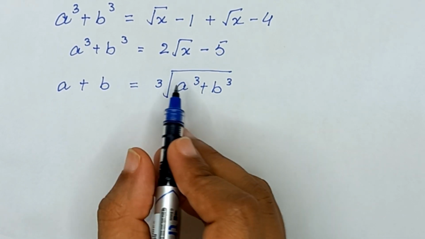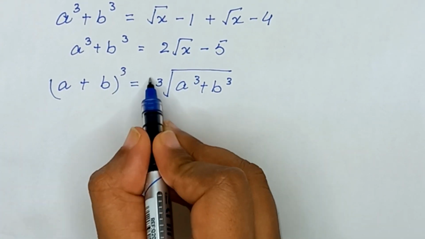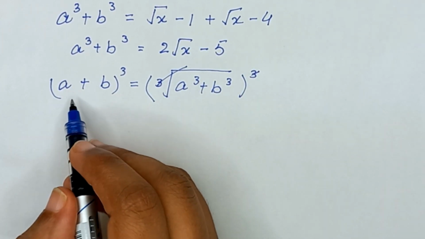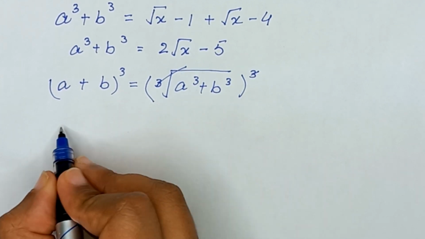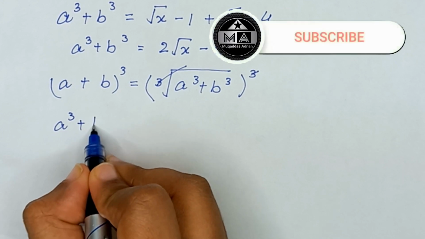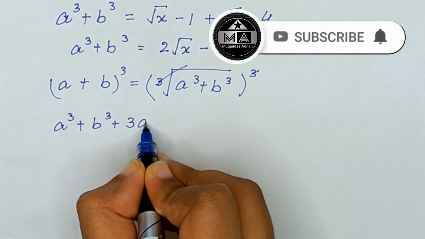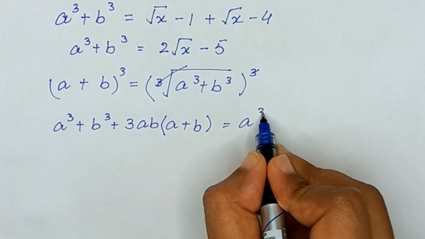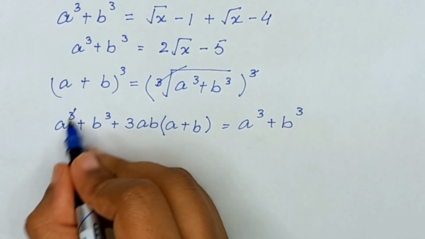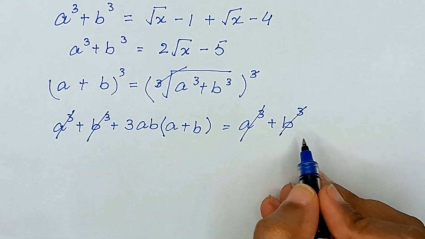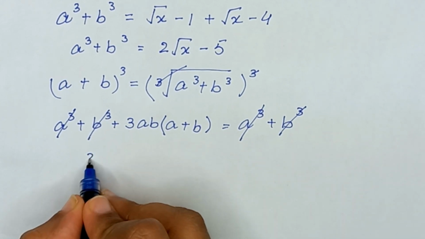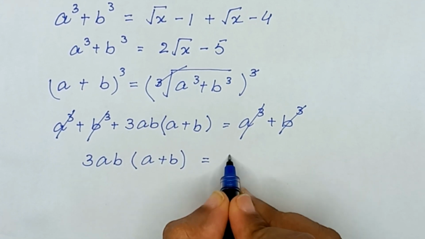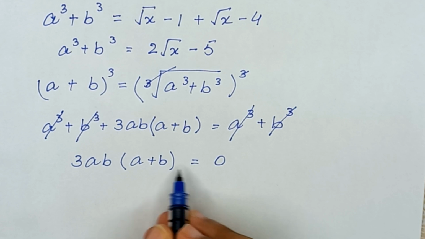Now to remove this cube root, we will take cube on both sides. So cube and cube root will be cancelled out, and here it is the form of a plus b whole cube, which is equal to a cube plus b cube plus 3 times ab into a plus b, and it is equal to a cube plus b cube. So a cube and a cube will be cancelled out, and b cube and b cube will be cancelled out. So here we have 3ab into a plus b is equal to 0.